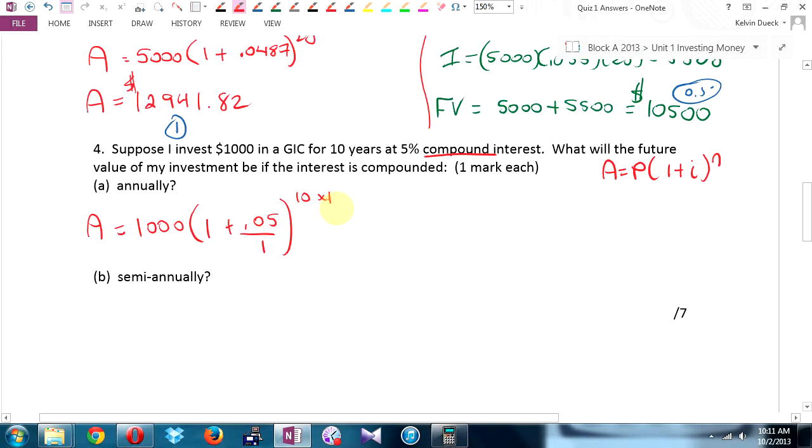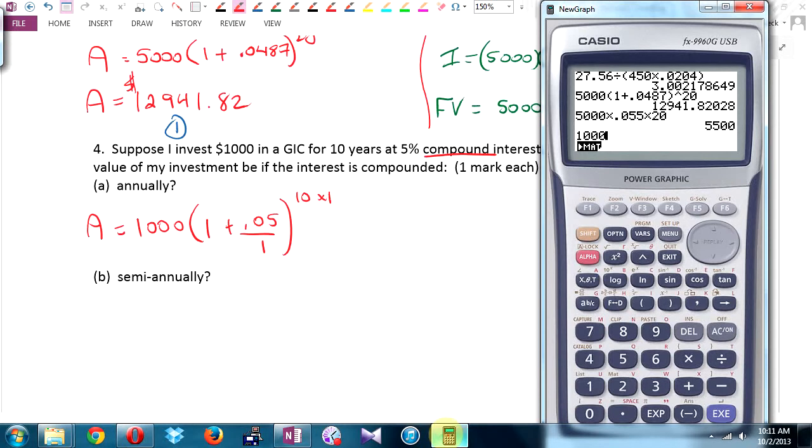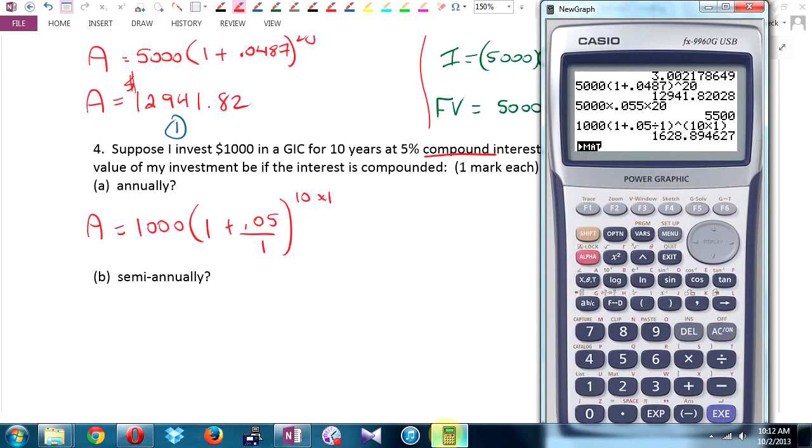I'm hoping I can type this into my calculator once and then just backspace and edit and change the numbers and not have to retype the whole thing, because I work that way. I'm kind of lazy that way. So I think I'm going to go like this. 1,000 bracket 1 plus 0.05 divided by 1 close bracket, to the power of, now I've got to put the exponent in brackets if I'm going to multiply stuff, because how many numbers are there in my exponent when I've written here, Foster? 2 brackets. I'm going to go 10 times 1. Do you get 1628.89?